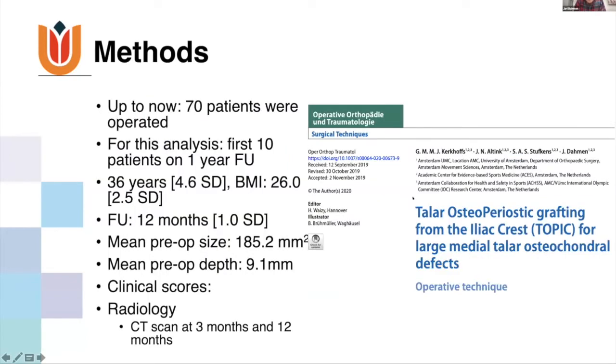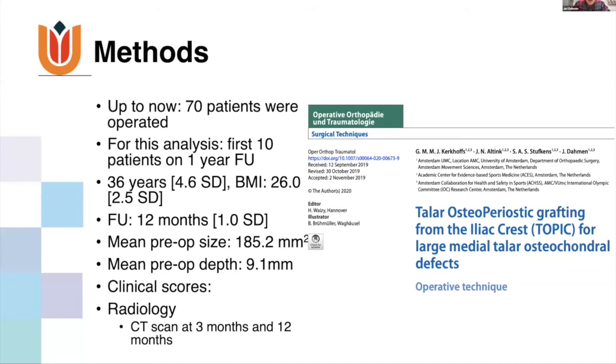So just to finish up here, because I think I'm running a bit out of time, we have up to now operated on 70 patients in total. And because I'm going to be presenting the results of our surgical technique that was published in the OOTR, we'll just quickly discuss the first 10 patients that are on 1 year of follow-up.